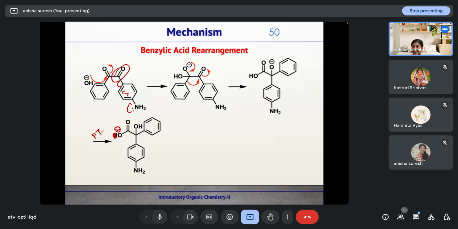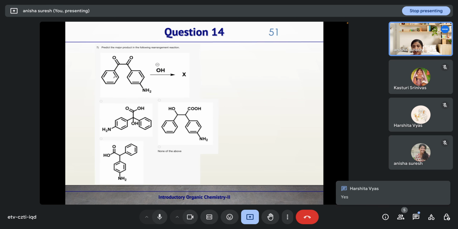Clear? This is benzilic acid rearrangement. Mechanism clear? Why is it attacking on this carbonyl and not this carbonyl? Okay. So the product that we are getting is option A.